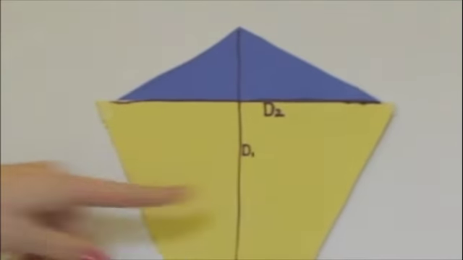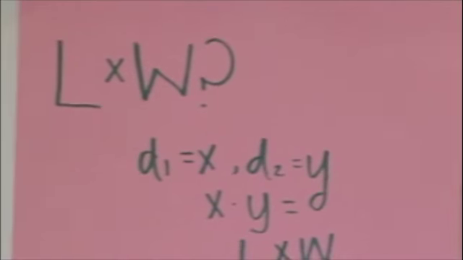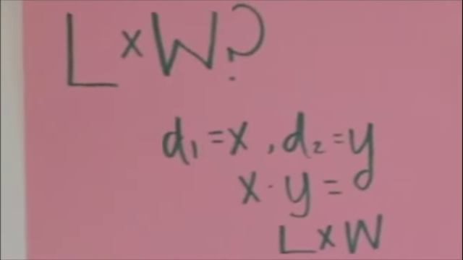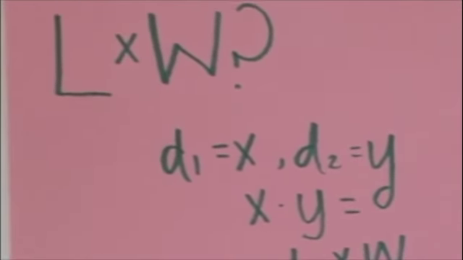The area is 1/2 x times y. Diagonal 1 equals x, and diagonal 2 equals y. X times y equals length times width. That is how length times width relates to 1/2 xy.